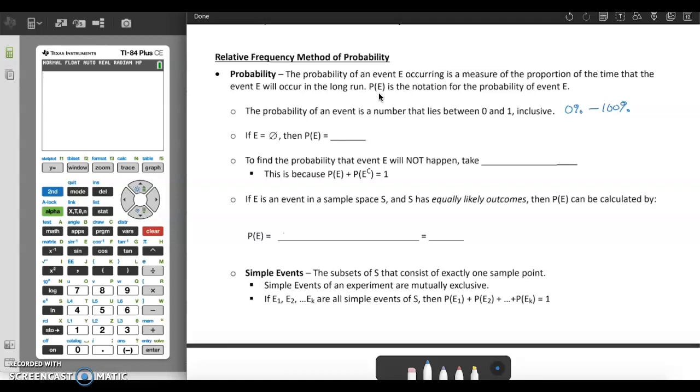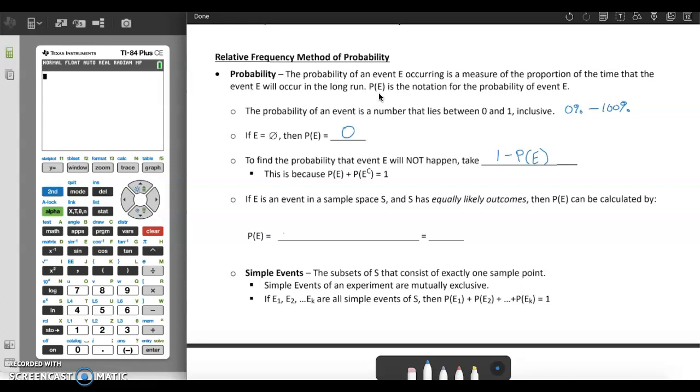If E happens to be the empty set, then the probability of E is 0. So again, you have to watch your notations here, because an event can be an empty set, but the probability of that event has to be a number, which would be 0. So watch your notations. To find the probability that an event E will not happen, you will take 1 minus the probability that it does happen. So 1 minus the probability of E. That's because we know, again, from our set theory, that if you have the probability of E and you add E complement to it, then we have to get 1, or all of the possible outcomes.